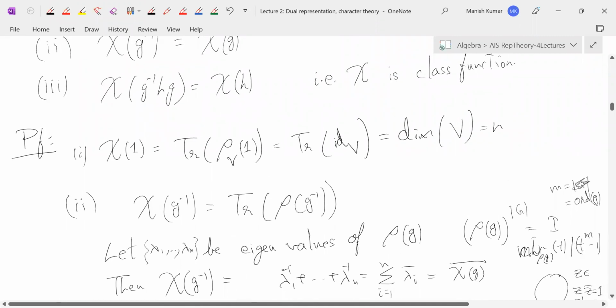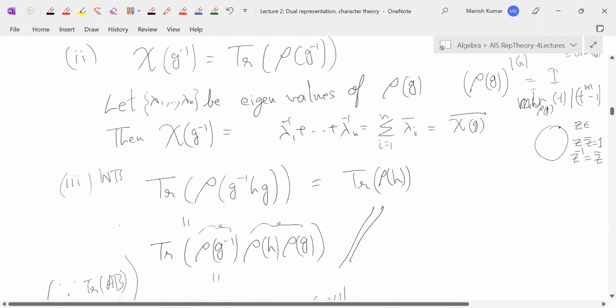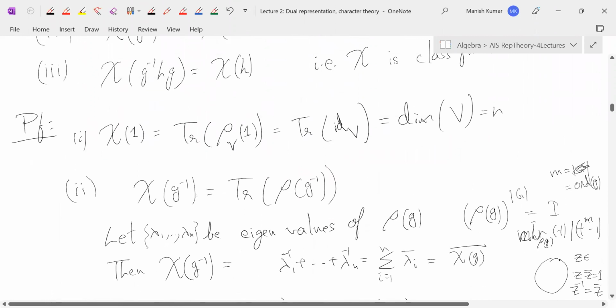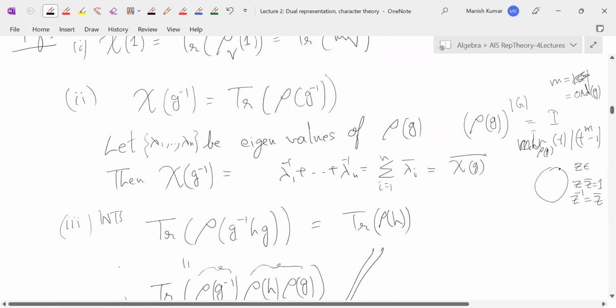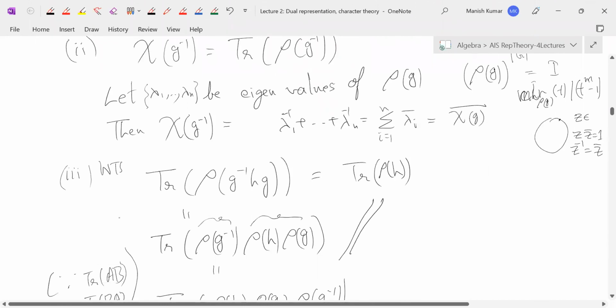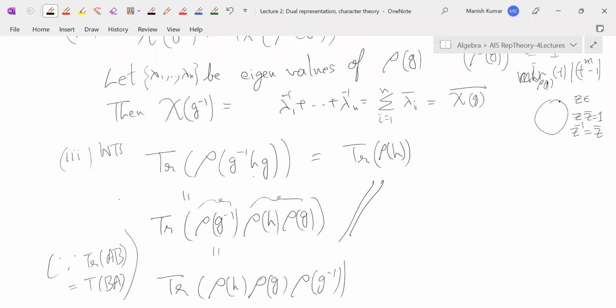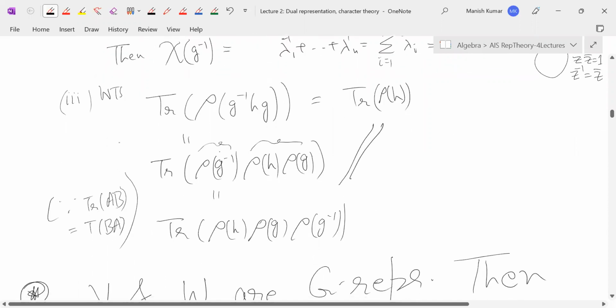Now, finally, to see number 3, this is just a formula for trace. The left hand side, chi of g inverse hg, is just the trace of rho of g inverse hg, and we want to prove that it is the same as the trace of rho h. Remember, rho is a group homomorphism, so you can write it as a product of these three linear transformations: rho g inverse, rho h, and rho g. Then you think of the first matrix as A and the second as B, and the trace of AB is the same as the trace of BA.